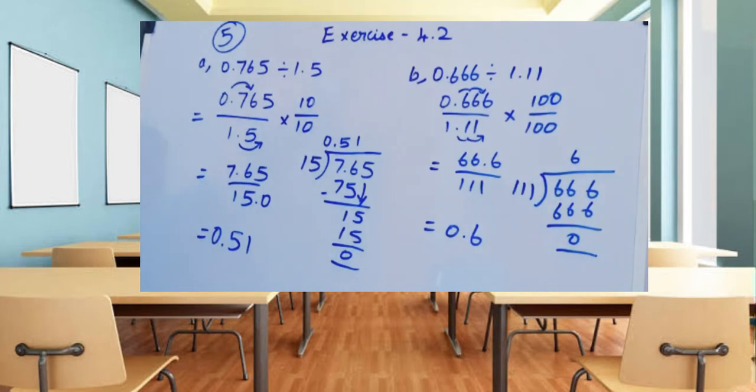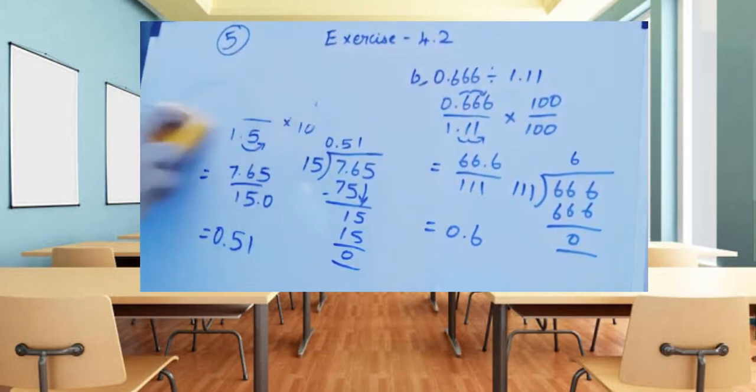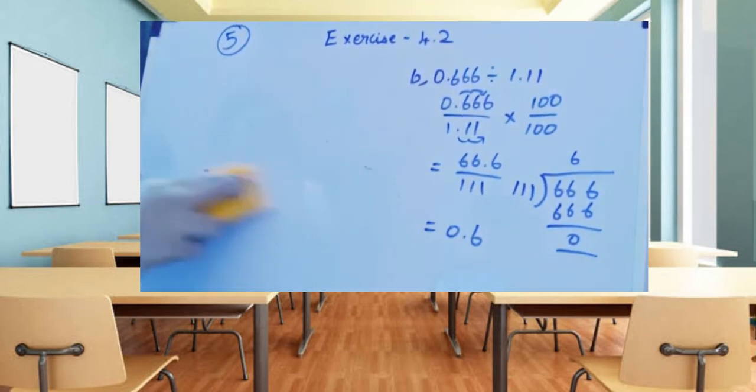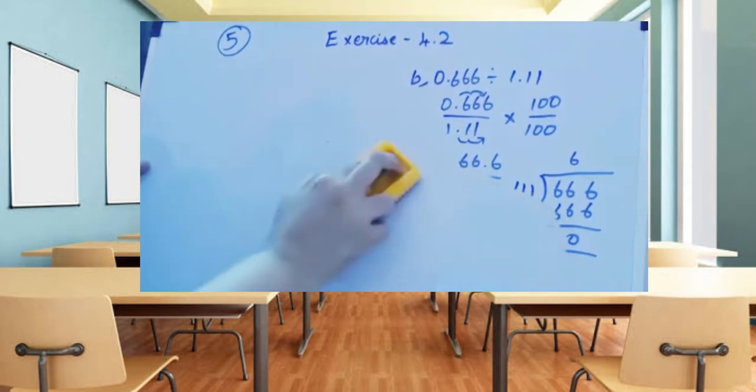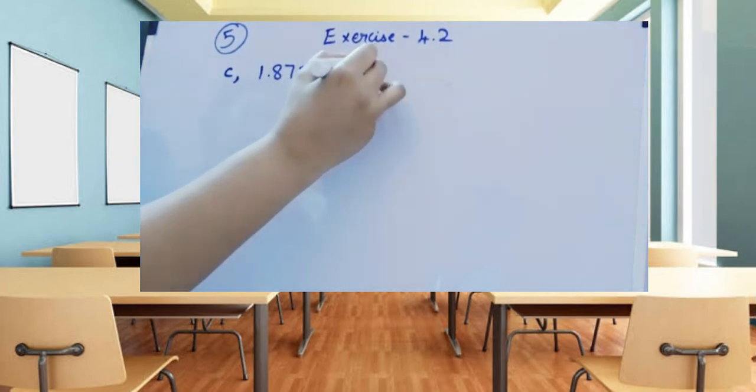Now we are going to see the third sum. Whenever I do division with decimals, I always divide the numbers first and then keep the decimal point at the end. It will be easy for us. So now the third sum, 1.875 divided by 2.5.